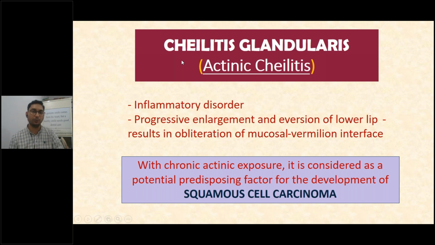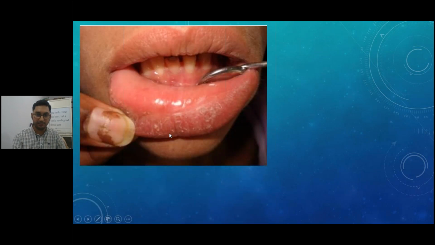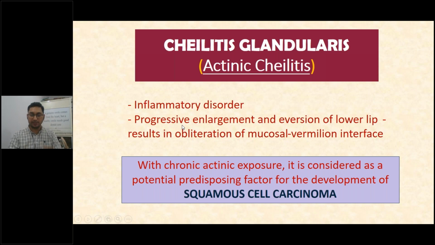So the most important point to remember with this, this is a kind of lesion which we usually ignore to study, right? But I expect this in the exam. I don't know when, but it will definitely come. And why will it come? Because it is a predisposing factor for squamous cell carcinoma. When this lip is everted, it will be more exposed to actinic factors. Actinic means sunlight, light factors.